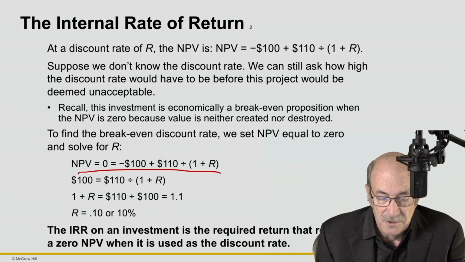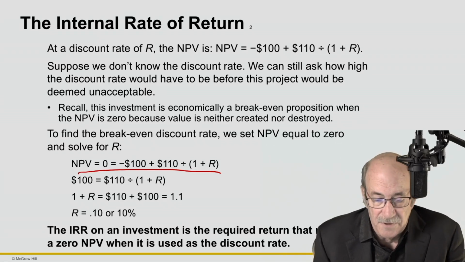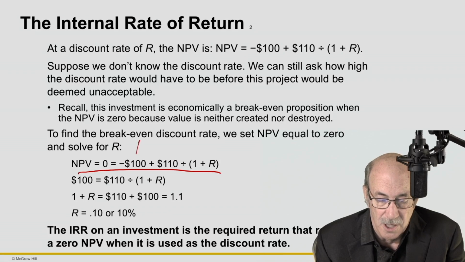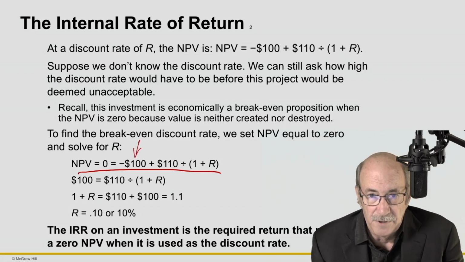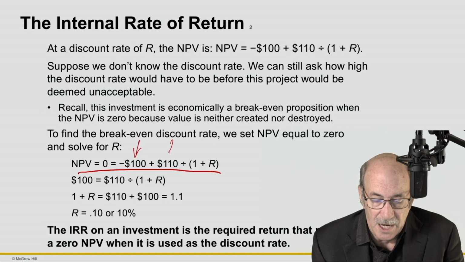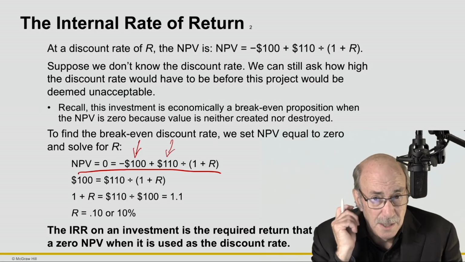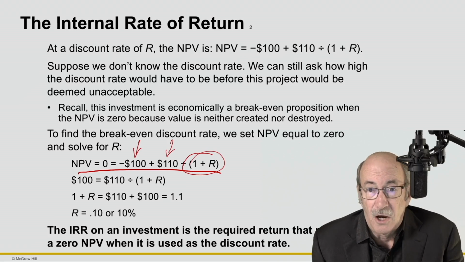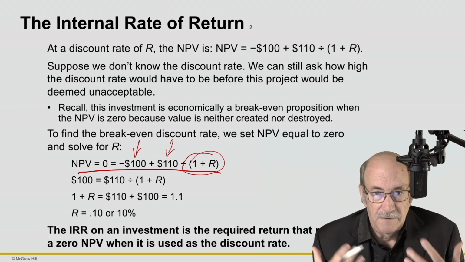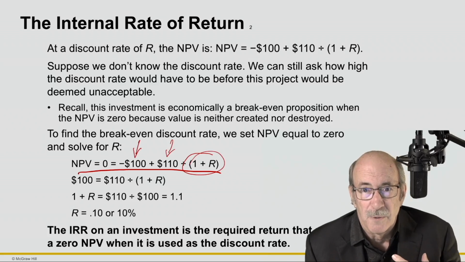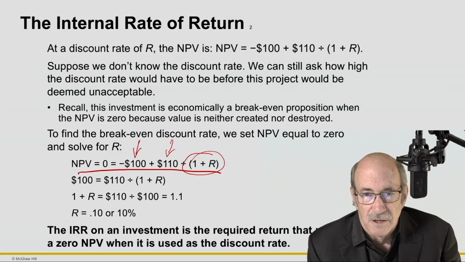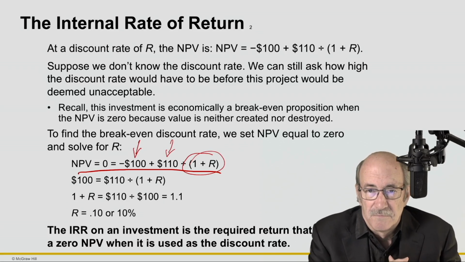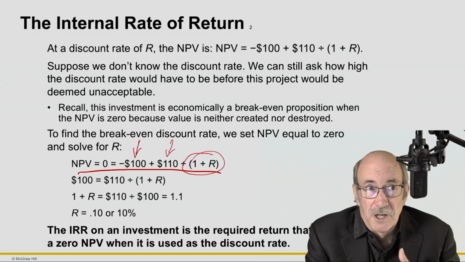Here's the way we would calculate an NPV, right? We start off with our cost, cash outflow of 100. We have a cash inflow of 110, and that's going to be discounted back to time 0 at R. If this were just a normal NPV problem, we'd just run that math and we would end up with a value, depending upon our R, either negative or positive.